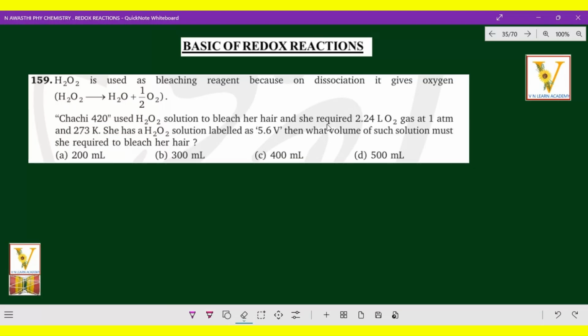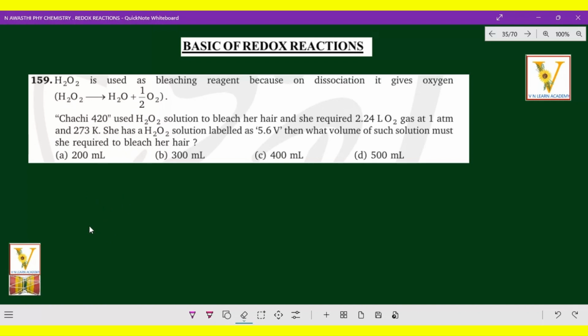Here they very clearly mentioned she required 2.24 liter oxygen gas, and they have given the condition: hydrogen peroxide solution labeled as 5.6. Then what volume of such solution is required to bleach her hair? Maybe her hair is very long and thick. That is what they are asking, such kind of questions. What is it? Chechi 420, right?